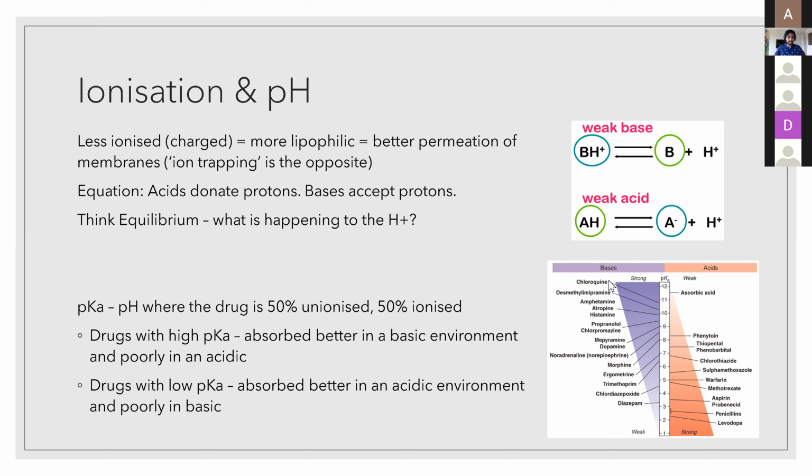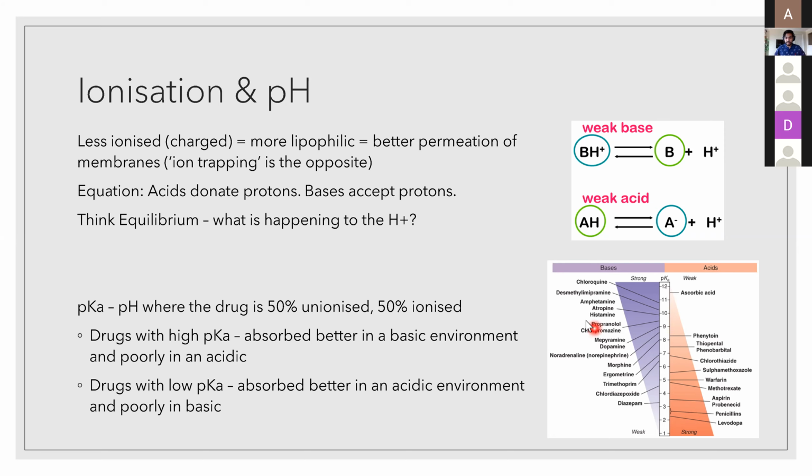So this just summarizes what I was discussing before. Drugs with a high pKa, basic drugs, are absorbed better in a basic environment and poorly in an acidic one. And drugs with a low pKa, more acidic drugs, are absorbed better in an acidic environment and poorly in a basic one. And this is just applying the concept that we learned from these equations.